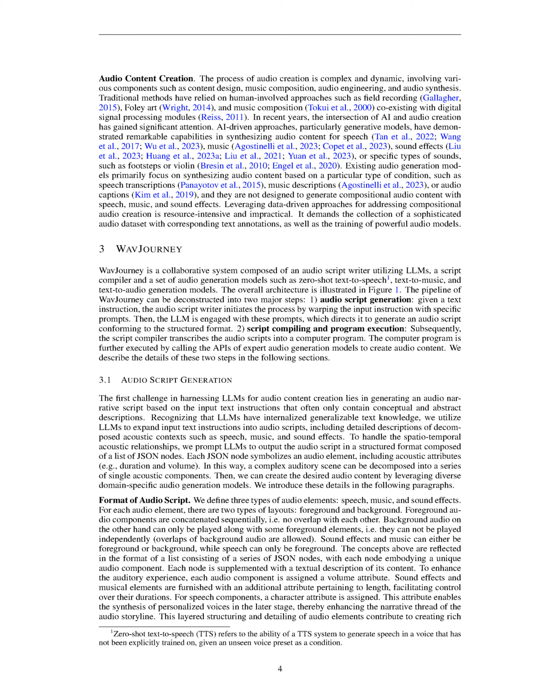WavJourney's process can be broken down into two main steps. First, the audio scriptwriter takes a text instruction and modifies it with specific prompts. The LLM then uses these prompts to create an audio script that follows a structured format. Second, the script compiler turns the audio scripts into a computer program. This program is then run by calling the APIs of expert audio generation models to produce the audio content.